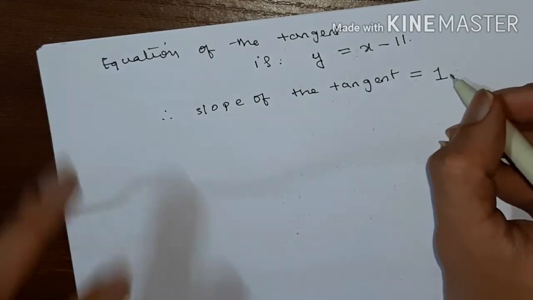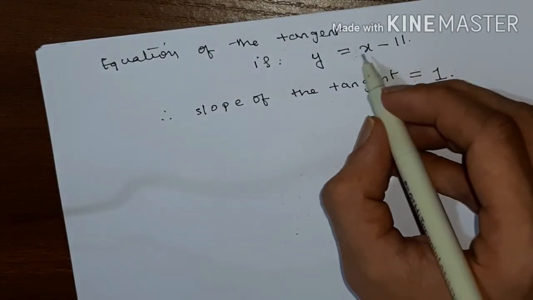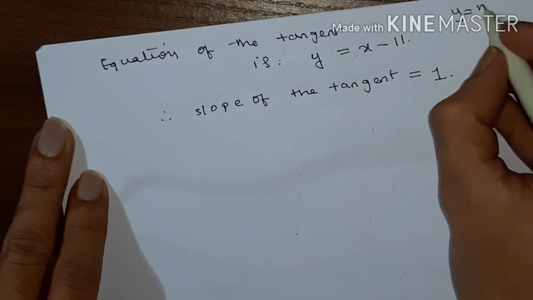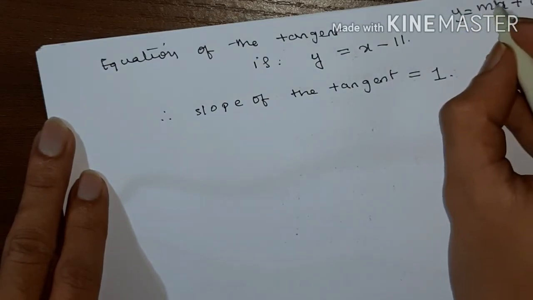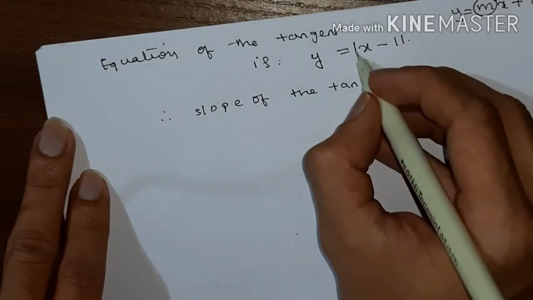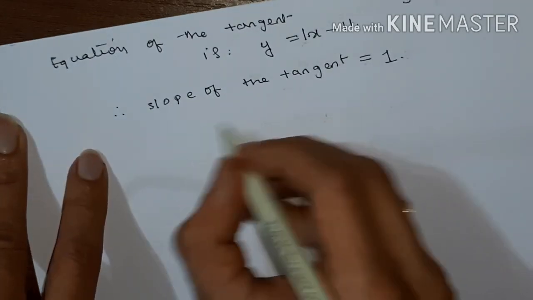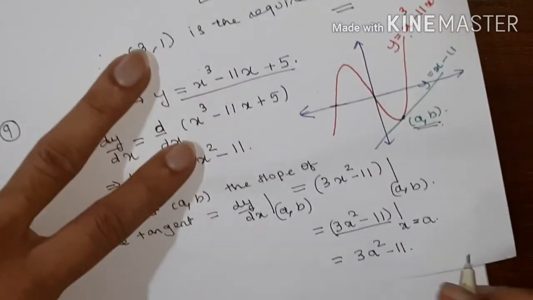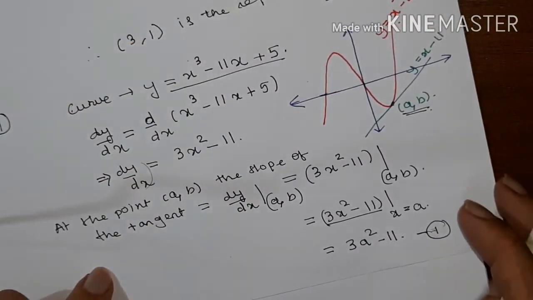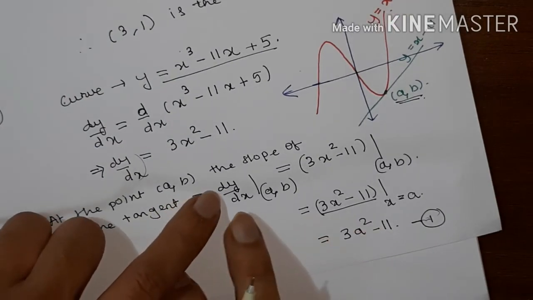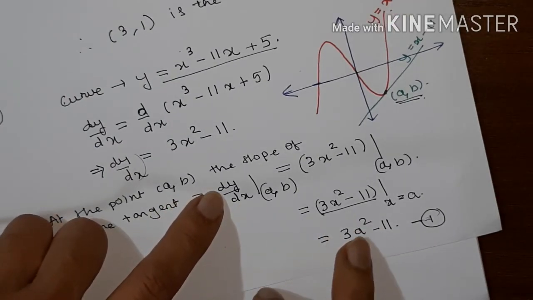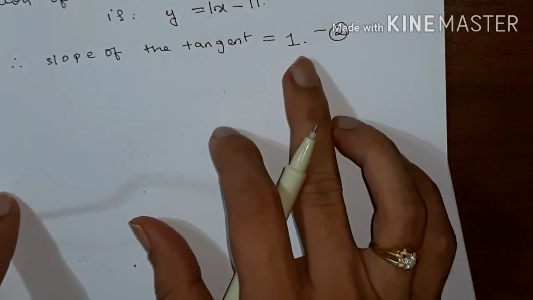Is equal to 1, right? Because how do you find the slope? This equation is of the type y equals mx plus c. This m here is the slope, so here 1 is multiplied, so 1 is the slope of the tangent. If we call this 2 and this 1, then from 1 and 2 you can see that this is also the slope of the same tangent, and this is also the slope of the same tangent. So both are equal.